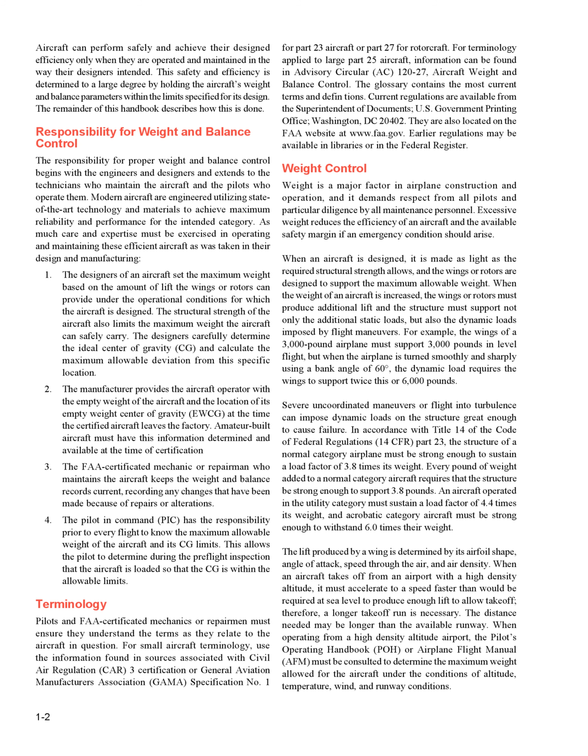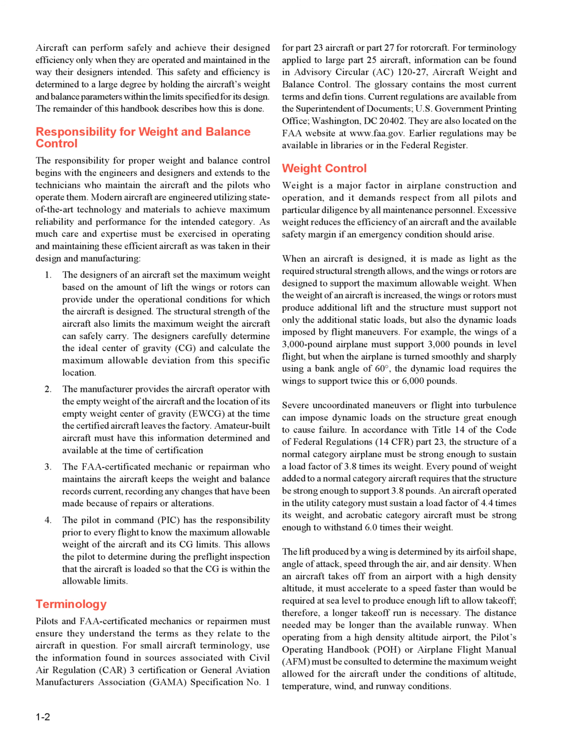Pilots and FAA certificated mechanics or repairmen must ensure they understand the terms as they relate to the aircraft in question. For small aircraft terminology, use the information found in sources associated with Civil Air Regulation (CAR) 3 certification or General Aviation Manufacturers Association (GAMA) Specification No. 1 for Part 23 aircraft or Part 27 for rotorcraft. For terminology applied to large Part 25 aircraft, information can be found in Advisory Circular (AC) 120-27, Aircraft Weight and Balance Control. The glossary contains the most current terms and definitions.